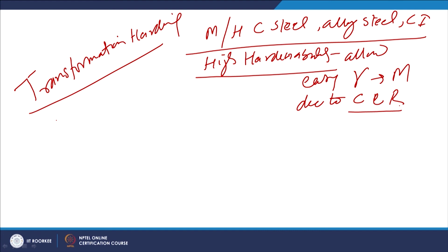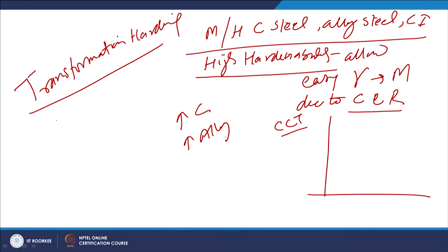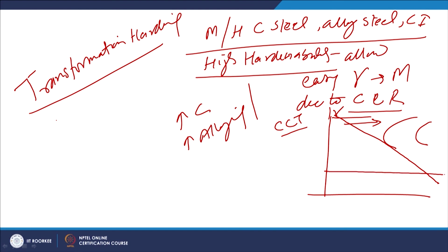Now, what is this basically? We know that to understand the critical cooling rate and hardenability concept, we need to see the CCT diagram of these metals. The higher the carbon content and the higher the alloying concentration in steels, the nose of the CCT curve is shifted towards the right. When we cool from the austenitic state, shifting of the curve towards the right indicates that the cooling rate required for austenite to martensitic transformation is reduced.